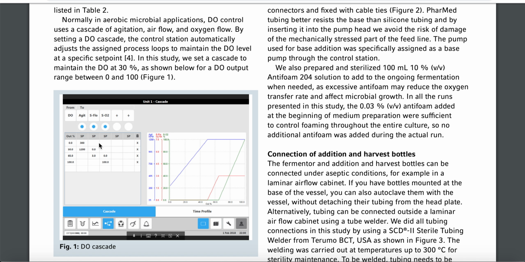Then they increase the set point in the second cascade, which is right here, as you can see. So this is the second cascade, and here they go from zero to three, right? Zero to three. That's part of their second cascade, and then they go from 0 to 100. They ramp up the oxygen, which comes in finally from 65 to 100%, and then it stays like that.